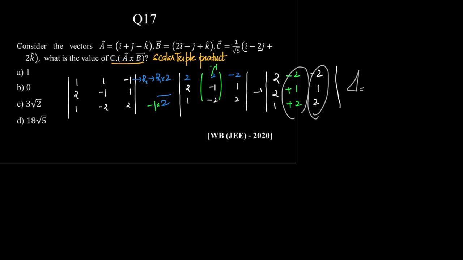Therefore, what is the value of the determinant? The determinant is 0, which means the scalar triple product is equal to 0, which means the correct option is option B.